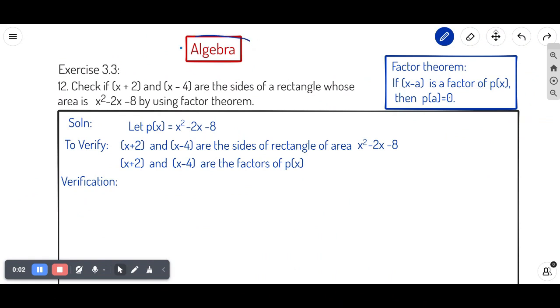Hi everyone. Let us start with algebra exercise 3.3 and question number 12. Check if x plus 2 and x minus 4 are the sides of a rectangle whose area is given. So then, using the factor theorem.